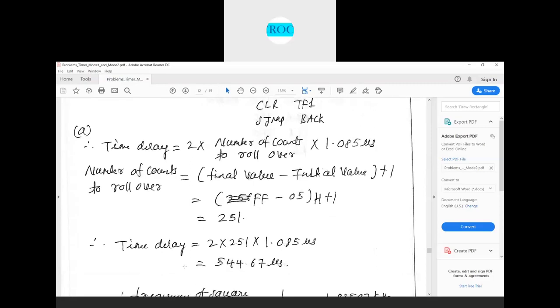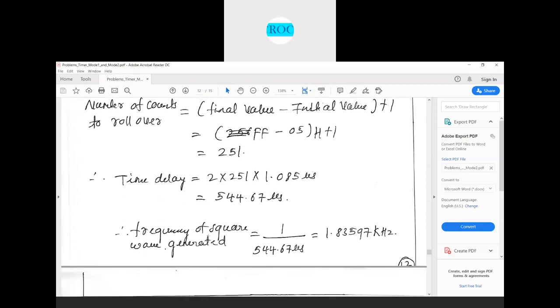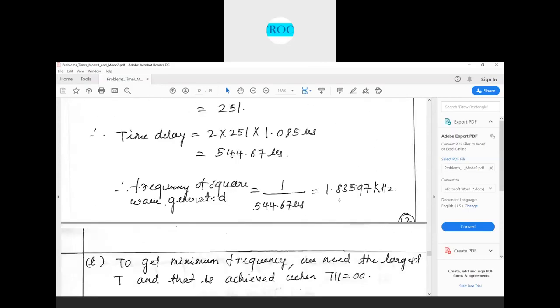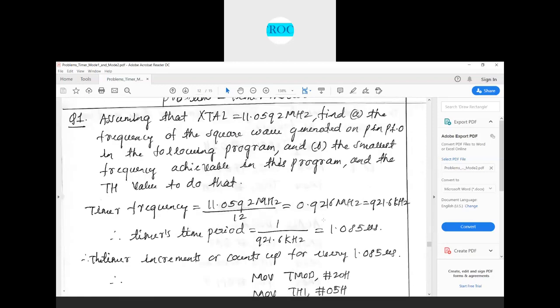So what is the time delay? 2 into 251 into 1.085 microseconds. That gives 544.67 microseconds. So what is the frequency of the square wave generated here? 1.8359 kilohertz. For this initial count value of 05, the frequency generated is 1.83 kilohertz.